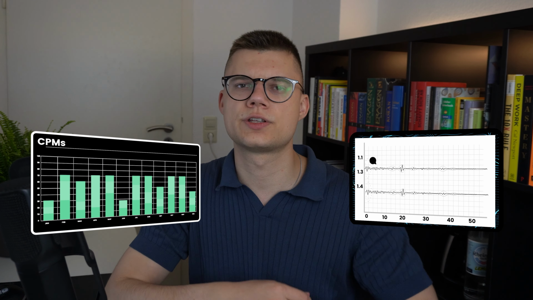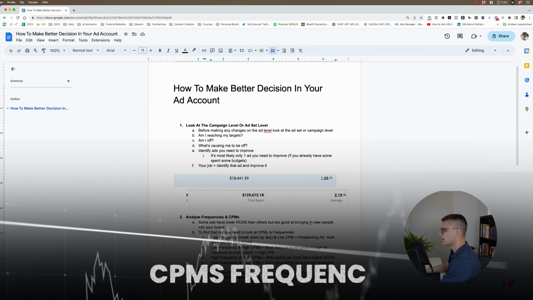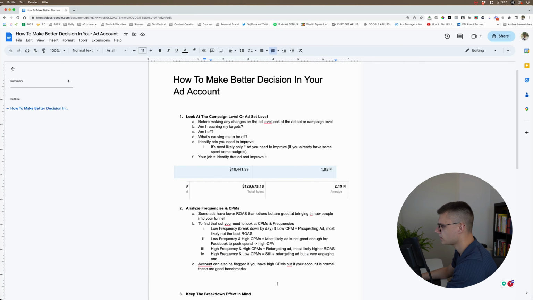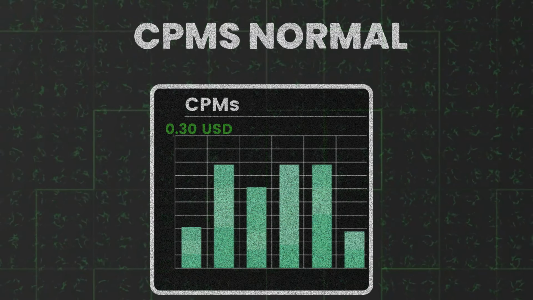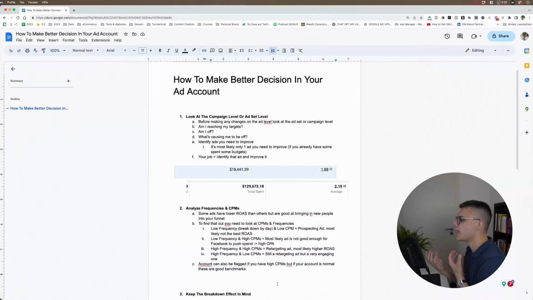And this is how you take a look at CPMs and frequencies, and how you analyze the different funnel stages, what your ad account might be missing, etc. So, we've talked about CPMs and frequencies. There also might be an instance where your account is flagged if you have high CPMs, but if your CPMs are on the normal level, if they are below, let's say, $30 on average, you probably have a normal CPM, and then you can do this CPM analysis, right?